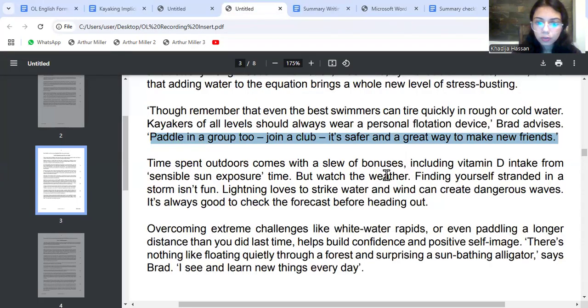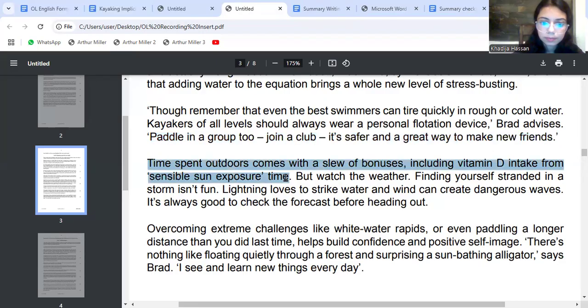Time spent outdoors comes with a slew of bonuses, including vitamin D intake from sensible sun exposure time, but watch the weather. Finding yourself stranded in a storm isn't fun. Lightning loves to strike water, and wind can create dangerous waves. It's always good to check the forecast before heading out. So this.